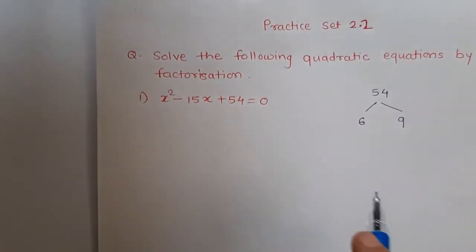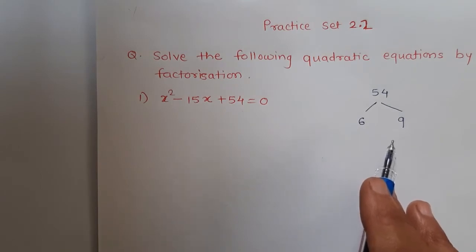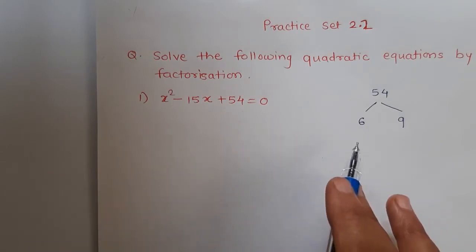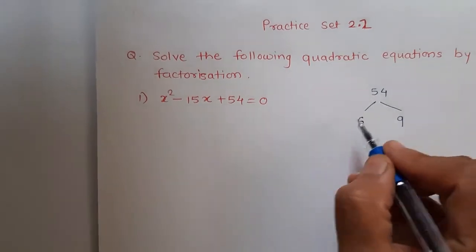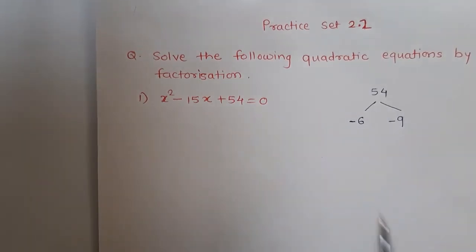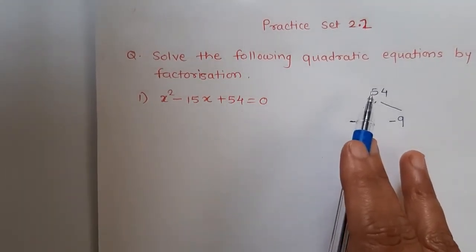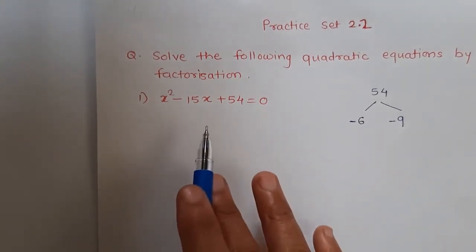But when we take the sum of 6 plus 9, it is 15, but it should be minus 15. So we have to give the sign minus to 6 and minus 9. Now minus minus becomes plus, so the product should be plus 54 and their sum should be minus 15.